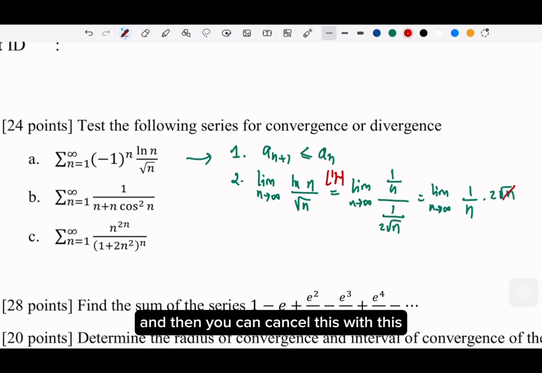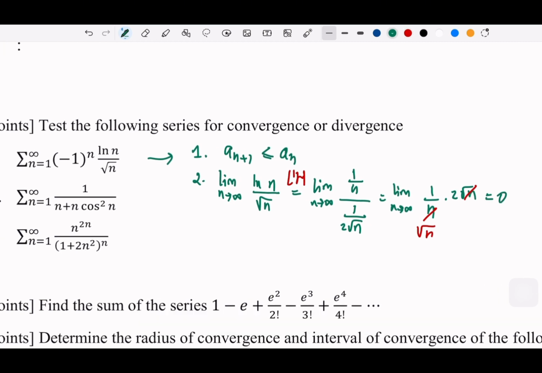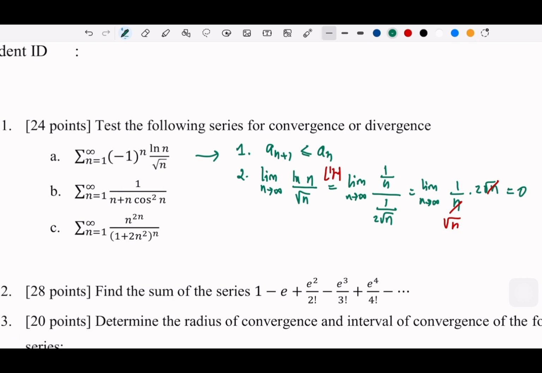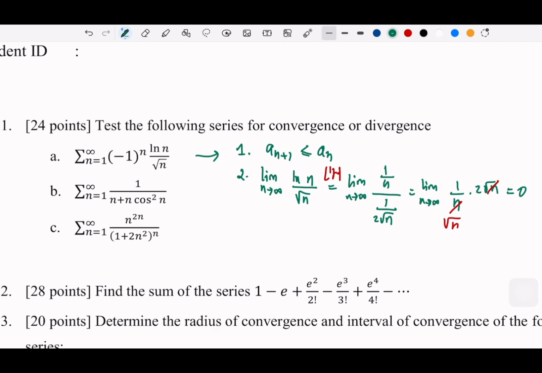And then you can cancel this with this. So this is square root of n. So 1 over square root of n will be 0 in the limit. So this will be equal to 0, right? Okay? Got it? So when this limit is equal to 0, then number 1, A, does it converge or diverge? Converge, okay? Converge.